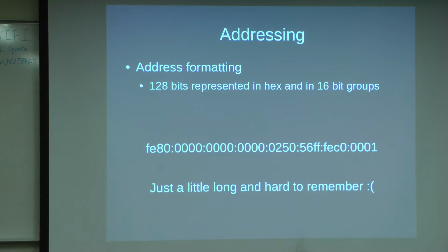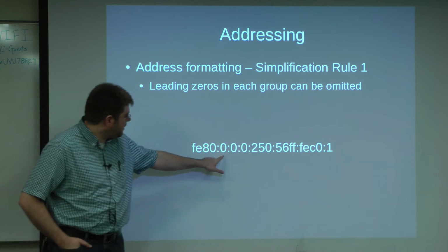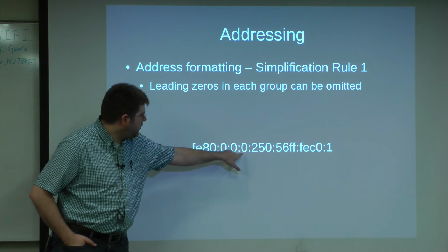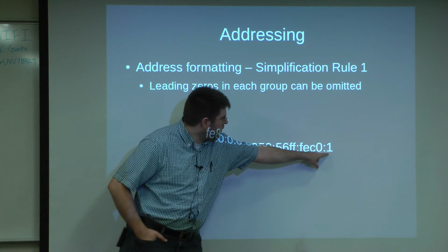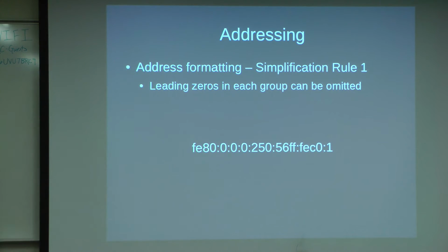So there are a couple of shortcuts we can use to shorten it. First off, any leading zeros in an individual group can be omitted. So for example, in here, in these cases where we just had a bunch of zeros, or on the end here where we had 0001, we can just take out those zeros, because we can then fill them back in later.